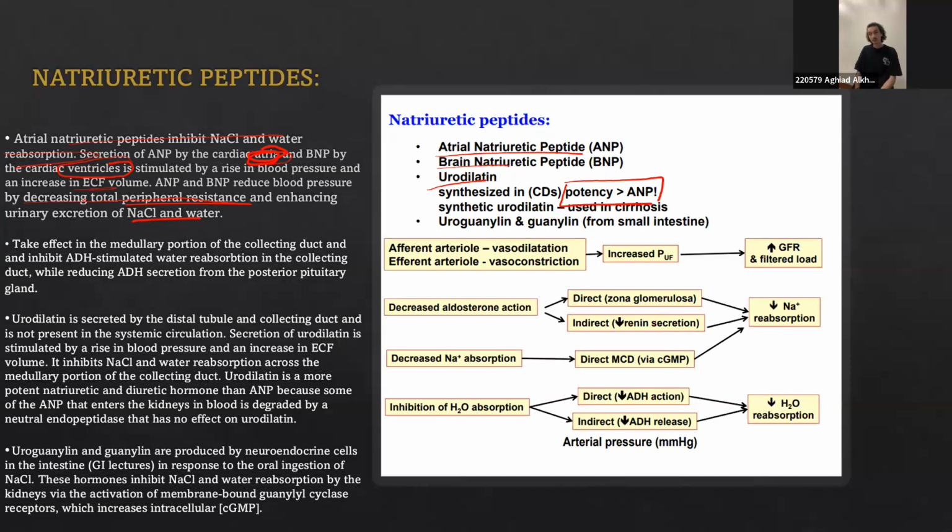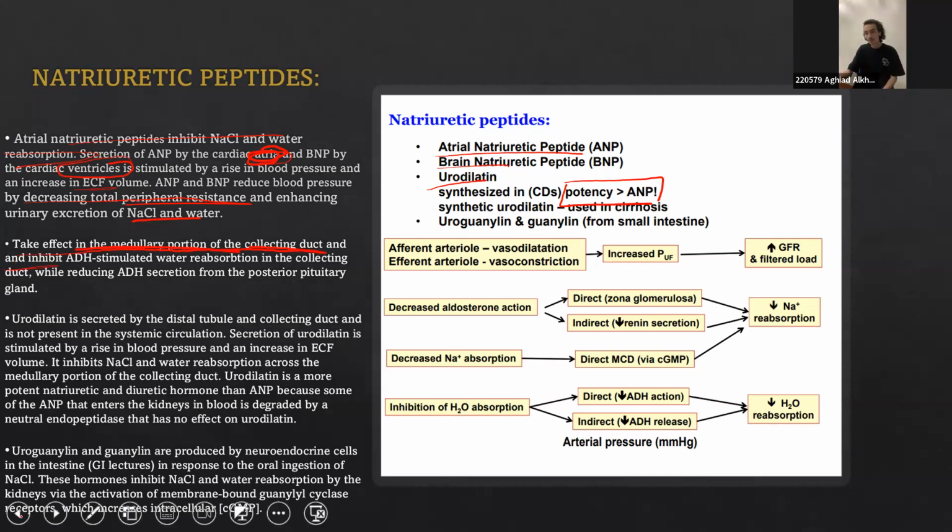They take effect in the medullary portion. Dr. Shams emphasized their location and the importance of their location. So they take effect in the medullary portion of the collecting duct, and they also inhibit ADH stimulated water reabsorption. They're trying their best to limit the amount of water there is in the body.